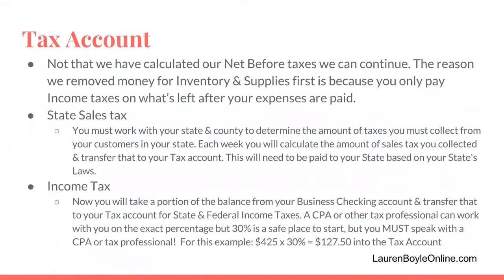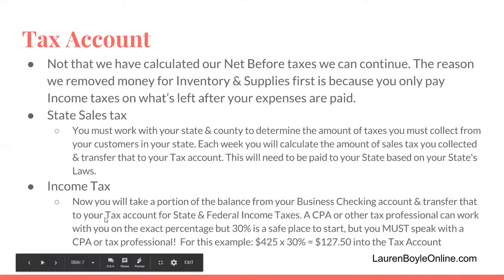Again, some people may owe more, some people may owe less, but only a CPA or a tax professional can help you with that exact percentage. But for this example, we're going to work with 30%. So you're going to take $425, which is your net before taxes. You're going to multiply that by 30%, and that's going to give you the income tax that you owe for that week. The income tax that you owe on $425 at 30% tax rate is $127.50. You're going to transfer that money into your tax account, and then it will be sitting and waiting for you on the quarterly basis when you remit your quarterly estimated tax. Again, a CPA or tax professional can help you with those details.